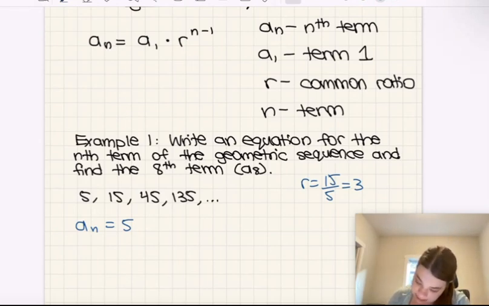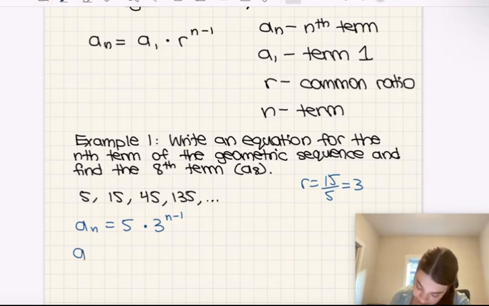Okay, so 5 times 3 to the power of n minus 1. So this is the equation for the nth term, right? We could plug in any n we wanted and figure out the term, right? I could plug in 1 here for n and we would get 5. If I plug in 2, I would get 15. If I plug in 3, I get 45, and so on. And they want to know what's the eighth term.